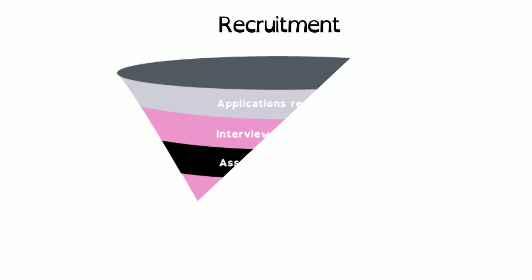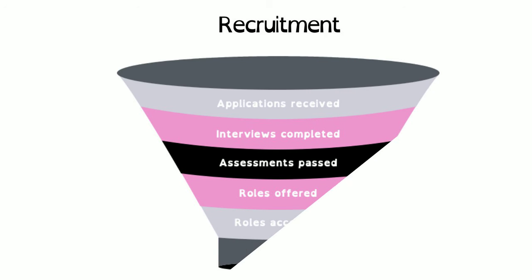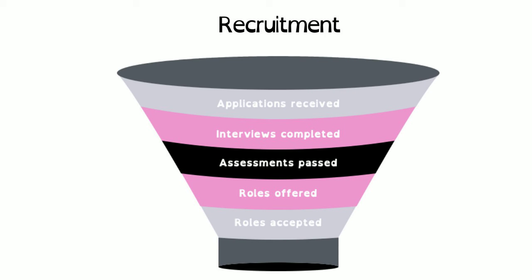For recruitment, you'll want to look at the diversity of applications received, interviews completed, assessments passed, roles offered, and roles accepted or new starters. This will tell you if you're not attracting diversity, or if you are attracting diversity and there's bias in your recruitment process, or if your organisation doesn't come across as inclusive during the recruitment process, and so people from different backgrounds just don't want to join you.